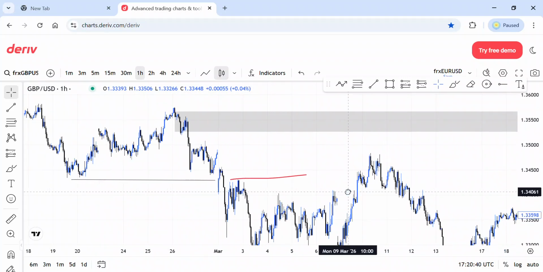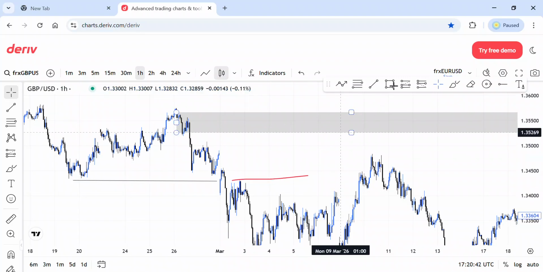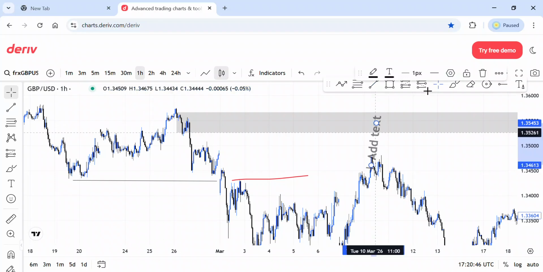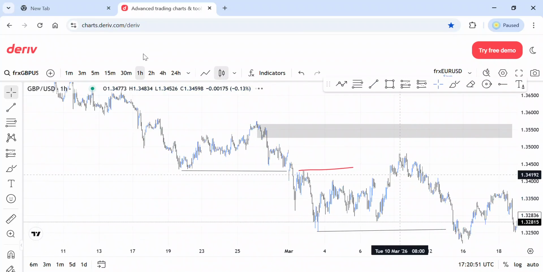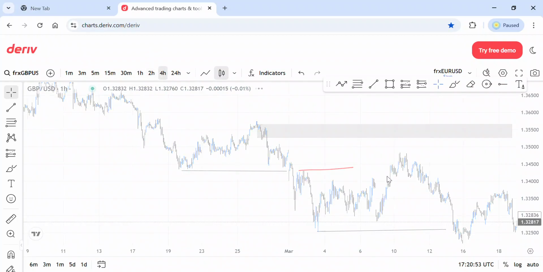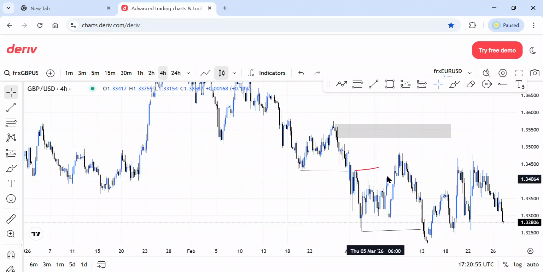That's how to spot liquidity. Very simple. You can see the market ignored this other block here. Yeah, the market ignored it. There is a reason for that. Okay, so that's how to spot liquidity. Fast forward, let's go back to 4 hours. Let's see another kind of thing.